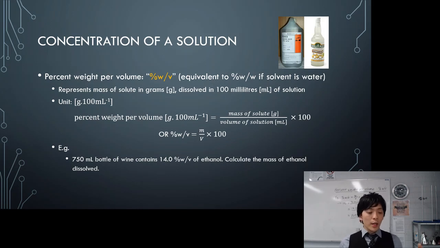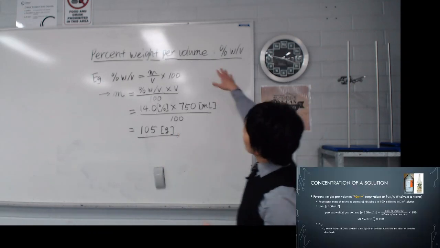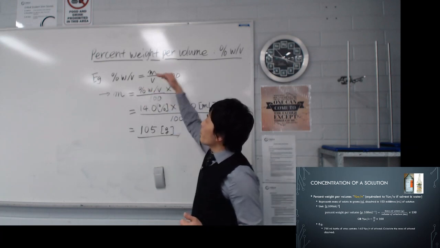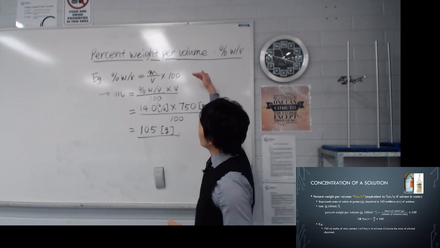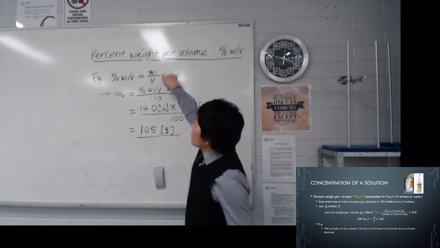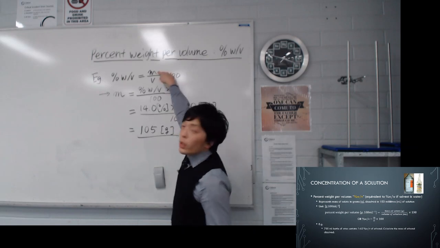So the question here says a 700 mL bottle of wine contains 14.0% weight per volume of ethanol. Calculate the mass of ethanol dissolved. So it's a mass, therefore you have to answer in grams, and here is what you should show. This is where we start. Percent weight per volume equals the mass over the volume of solution times by 100. Now, if you are to find one of these attributes of this calculation, in this case it's mass that you are interested in finding.